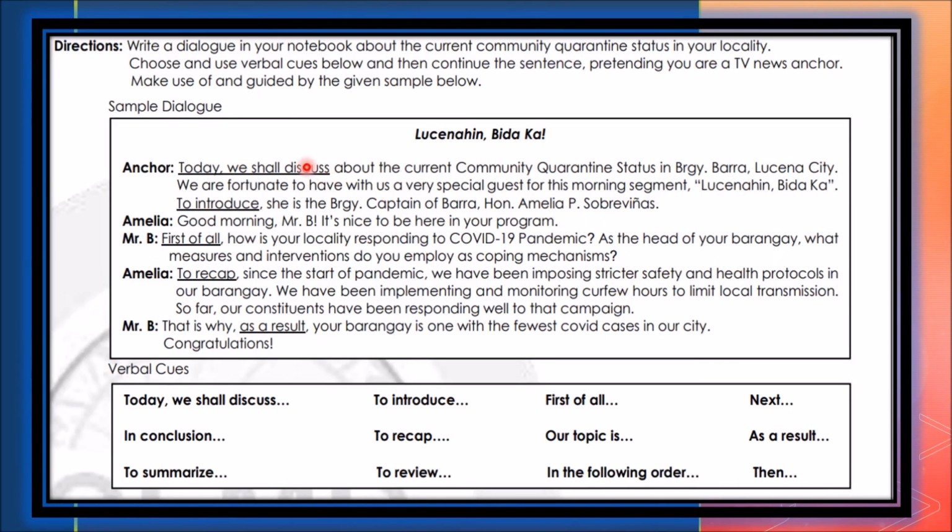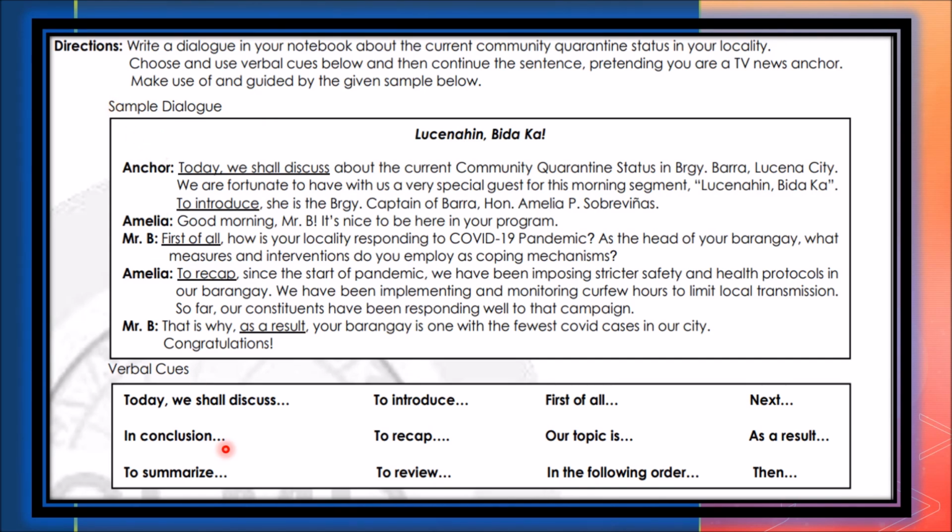Okay, so what will we do now? You're going to write a dialogue in your notebook about the current community quarantine status in your locality. Choose and use verbal cues below and then continue the sentence pretending you are a TV news anchor. Make use of and be guided by the given sample below. This is the sample dialogue, okay? So you're going to write a dialogue in your notebook about your current community quarantine status in your locality. This is the sample dialogue.